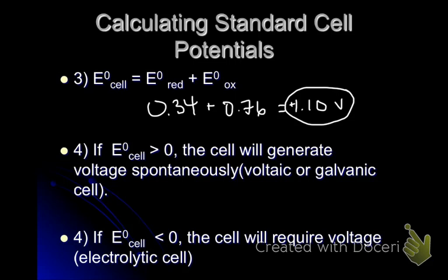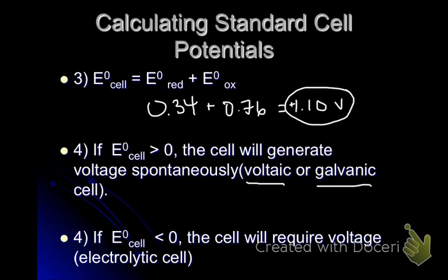And then just 4 and 5 are some tidbits of information. If that number, the standard cell potential, is greater than 0, that means the cell is going to generate that voltage spontaneously. It's going to go ahead and just run itself, and it's going to generate that voltage. And when that happens, it gets a special name. That cell is called either a voltaic cell or a galvanic cell. So that's if it ends up being positive.